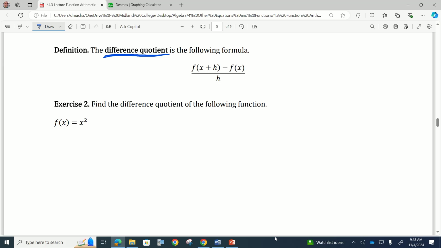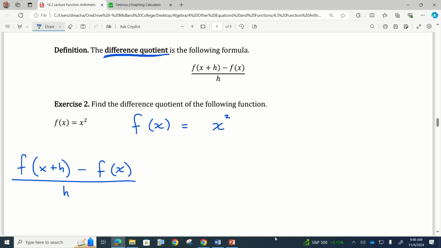It says, find the difference quotient of this function, and this function is the x squared function. To find my difference quotient, I need to know what is f of x plus h and f of x, and then divide that by h. So f of x plus h is, not quite, it would be x plus h squared. So I've got to replace the x from my original function with my new argument, x plus h.